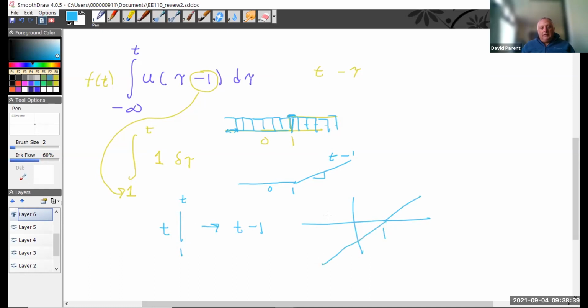But t minus 1 is this. But remember, the area was 0 before 1, and it was going 0, 0, 0, and now it's going, and I'll just pick a different color. So it's 0, 0, 0, 0, and now I'm getting a ramp, okay? And how do I enforce that? I have to put a u of t minus 1.